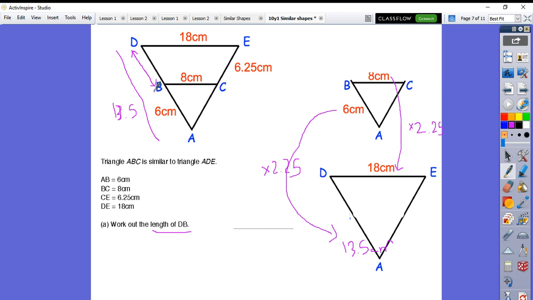Okay, I know that this bit here is 6. So I'm going to take my 13.5, subtract 6 from it. That will give me this bit here, which is 7.5 centimetres. Okay, right, one last one and we are done.